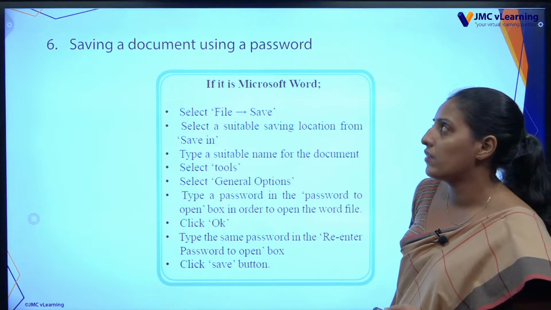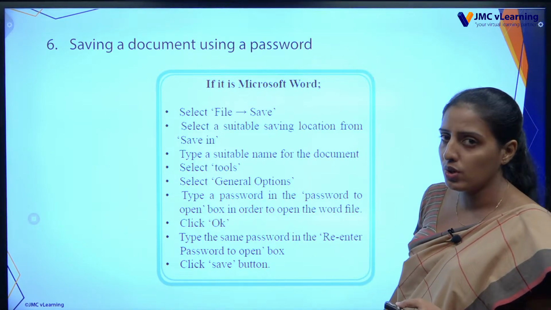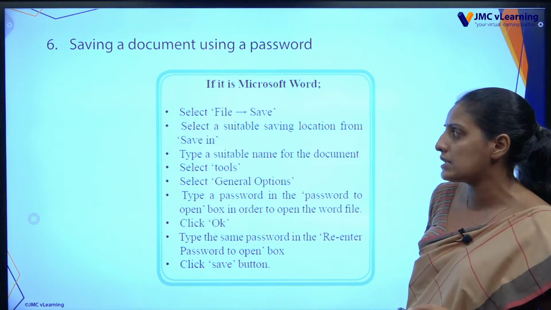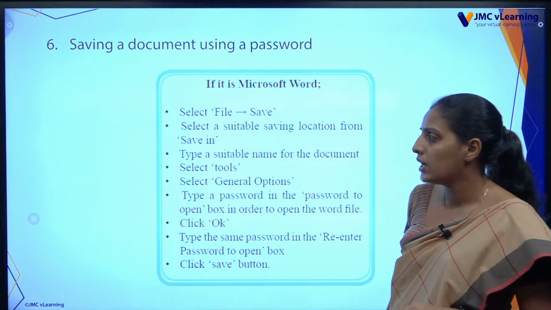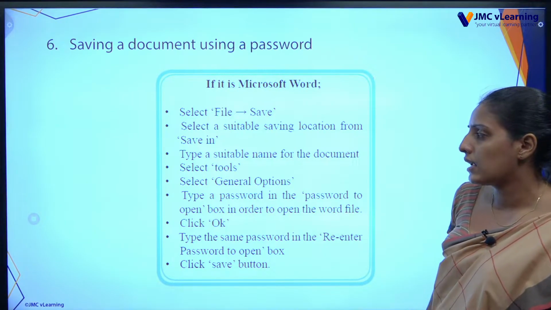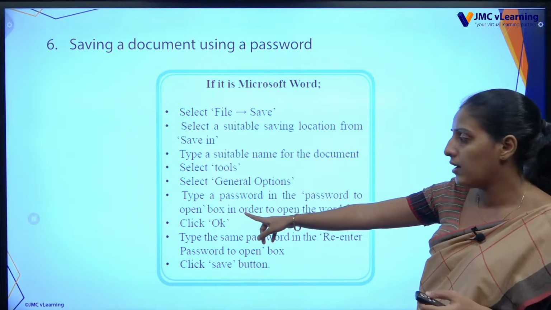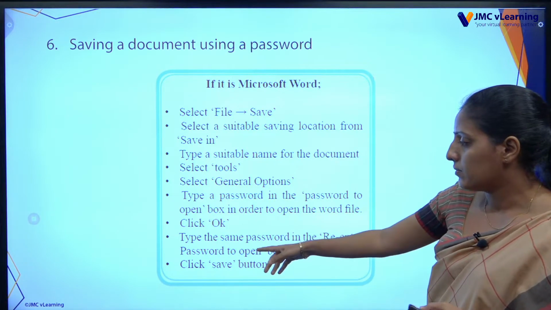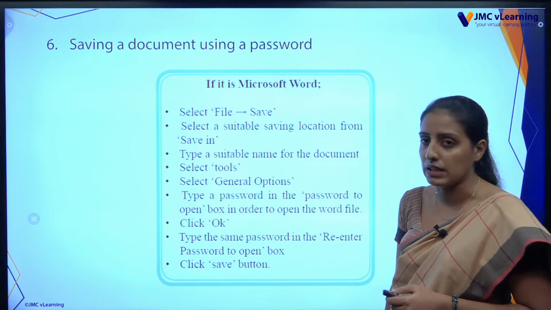If you want to save a document using a password, this is the process you have to go through. First, select File, Save, then select a suitable saving location from Save In, type a suitable name for the document, select Tools, select General Options, type a password in the Password to open box in order to open the Word file, click OK. Type the same password in the Re-enter password to open box, click the Save button.